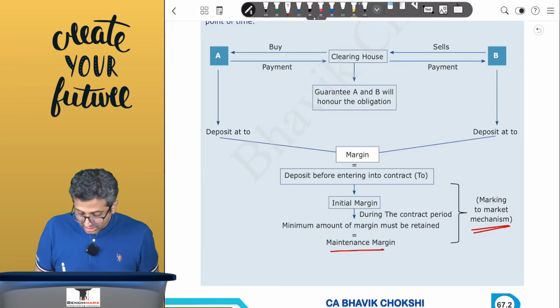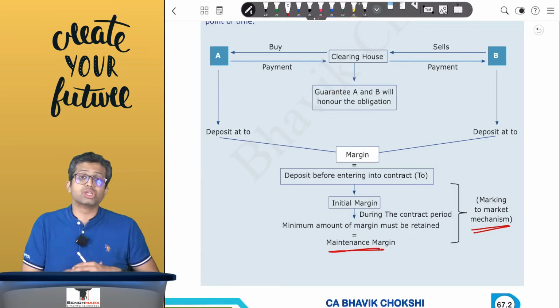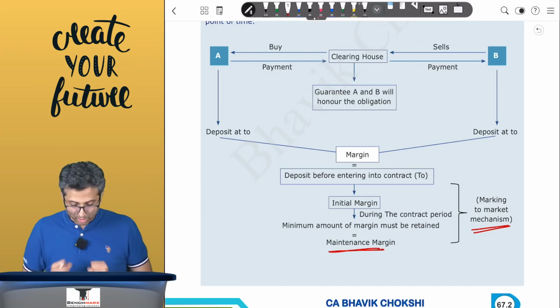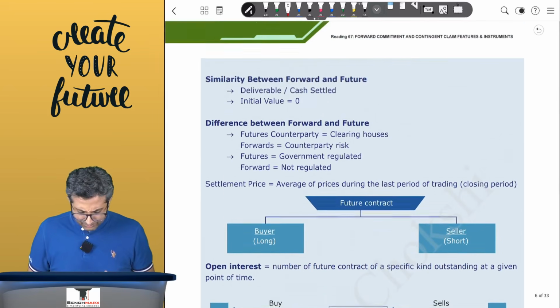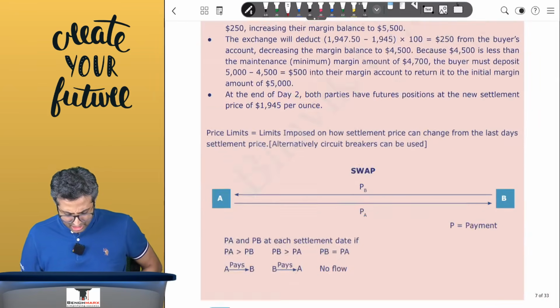This is done in case of futures, not in case of forwards, because in futures there's a clearing house of the exchange which is guaranteeing these trades, and as a result this exchange needs to take some deposit. Okay, so that is regarding forwards, futures, and the margins.